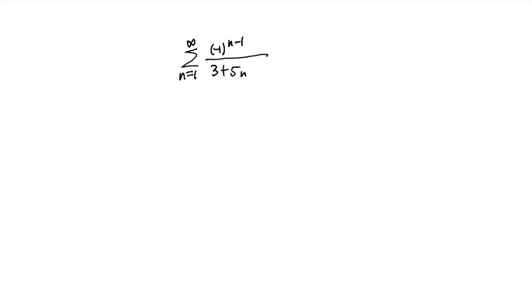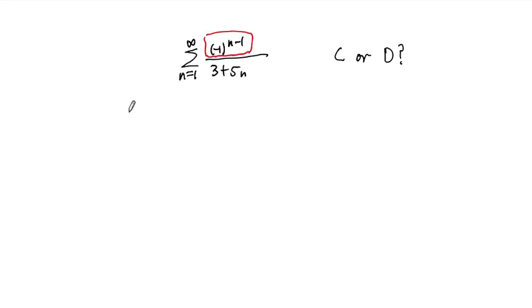In this example, we're asked to determine whether this series, the sum of negative 1 to the n minus 1 over 3 plus 5n, as n goes from 1 to infinity, is convergent or divergent. So I like to abbreviate this question as C or D, convergent or divergent. And we notice that this series has this term, negative 1 to a power.